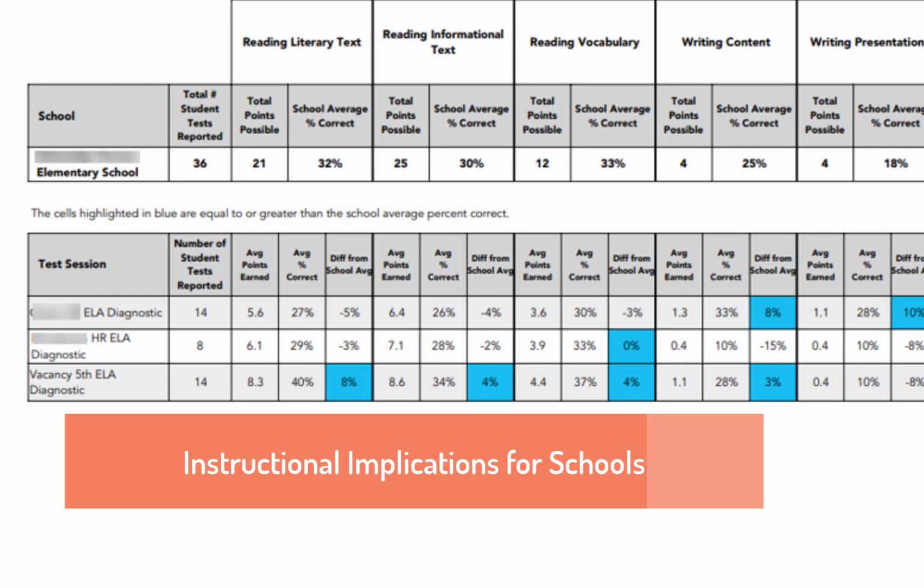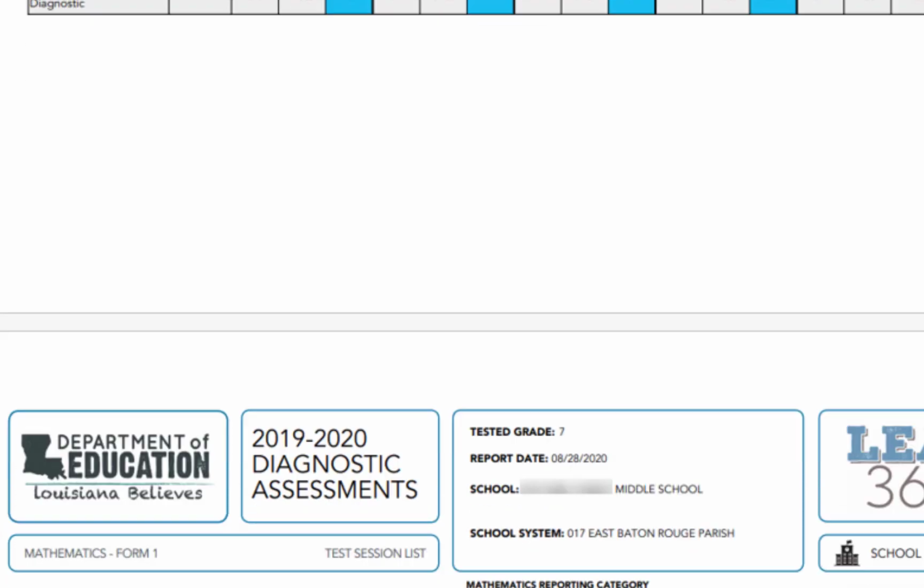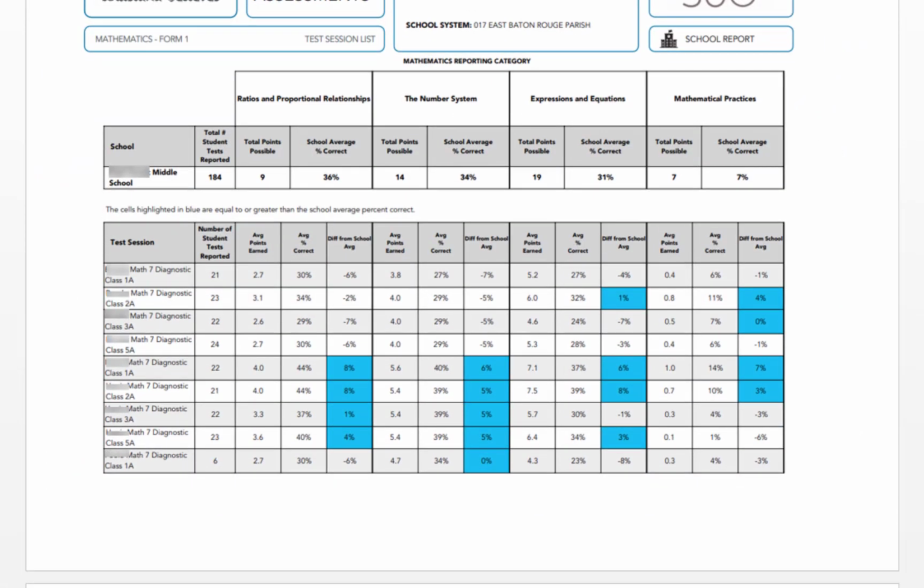So this could have major instructional implications as well for working with certain teachers. Obviously, you would need to look at what the test is and the average percent, and see if maybe teacher 3 could suggest certain instructional practices for the other two. So let's look at the next report.